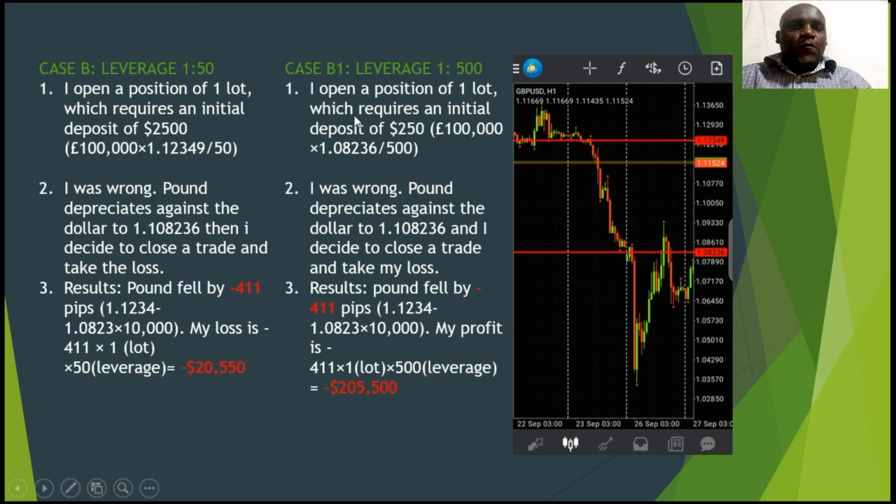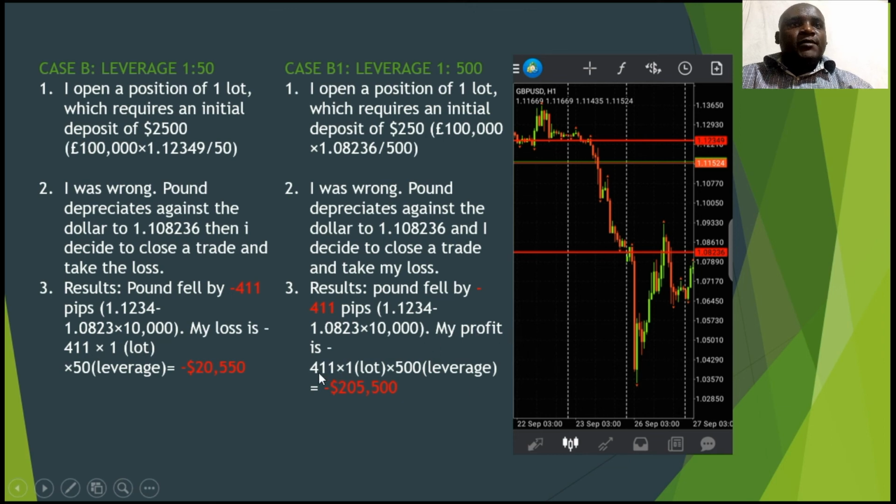So case B. Now the leverage of 1 to 500. I open a position of 1 lot which requires an initial deposit of $250, which is the minimum. So it is 100,000 times the current price at which I open the trade, 1.12349, divided by 500. I was long. Pound depreciates against the dollar to 1.08236, and I decide to close the trade and take my loss. Result: pound fallen by negative 411 pips.